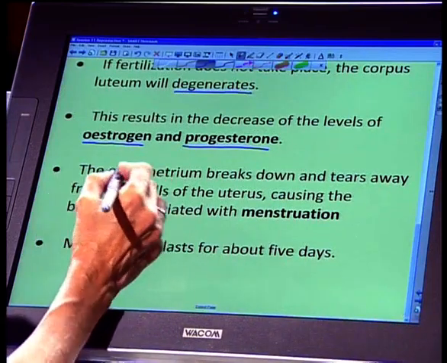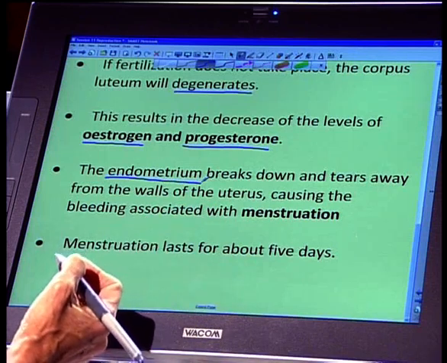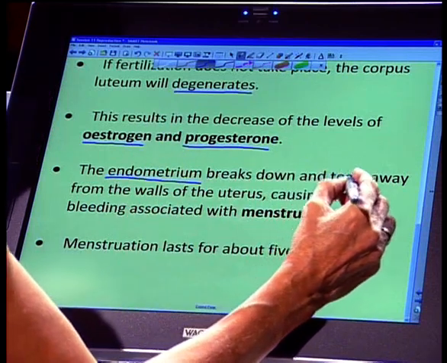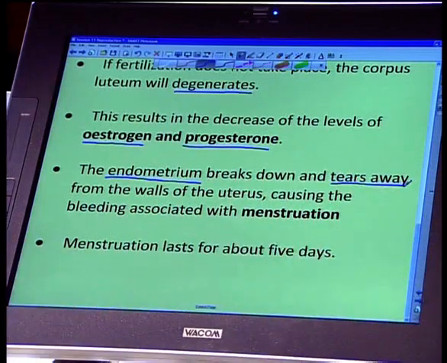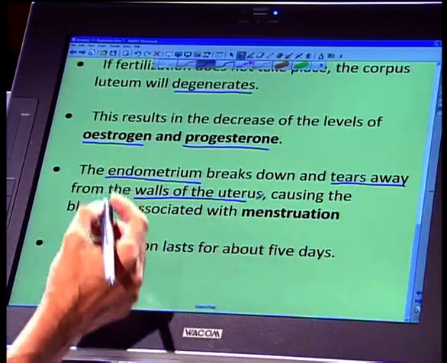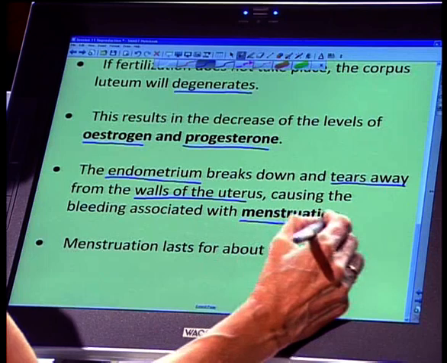The endometrium breaks down, all right? And what happens? It tears away. Now, for the gentlemen out there, I promise you, listen to these words, and maybe you will have sympathy with the female counterparts in your family and those that are around you. That lining tears away, and it is very real, and it is very painful. In most cases, it's painful. So the lining tears away from the walls of the uterus, causing bleeding associated with menstruation.